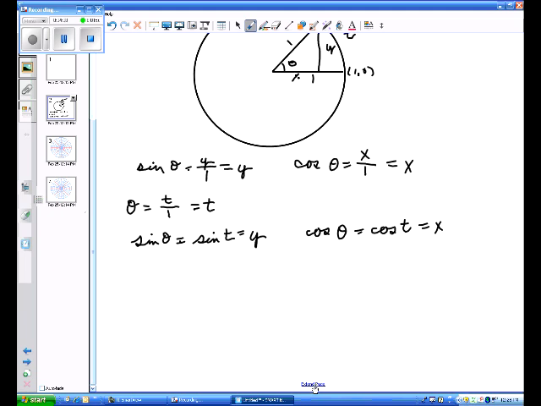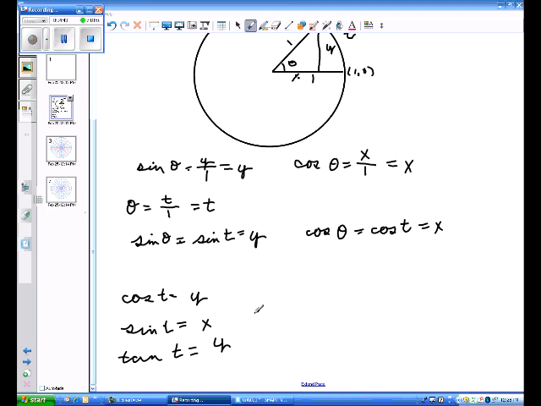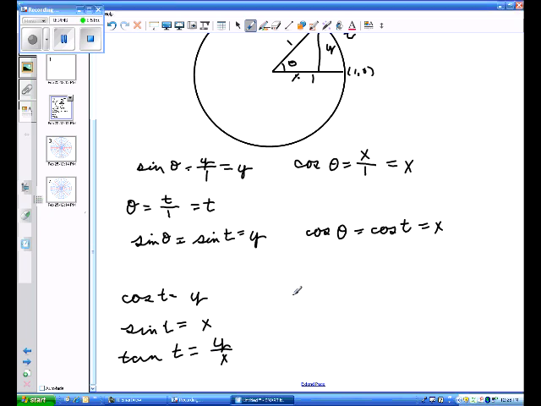And so we can define now our trig functions based upon our arc length, upon our t, as the cosine of t is equal to x, the sine of t is equal to y, the tangent of t is equal to y over x, and then the secant of t is equal to 1 over x, the cosecant of t is equal to 1 over y, and the cotangent of t is equal to x over y.